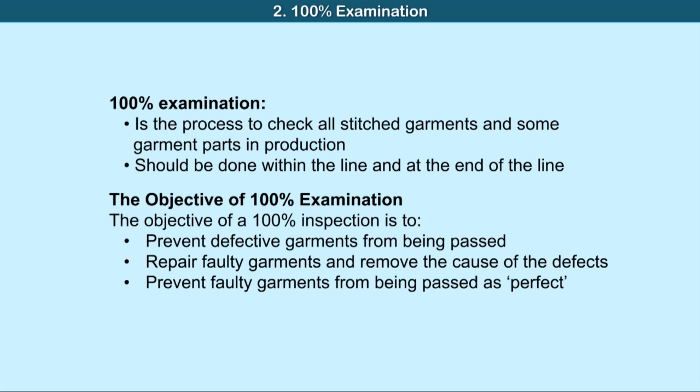Objectives. It prevents defective garments from being passed. It repairs faulty garments and removes the cause of defects. It is likely that after the in-process sampling, some faulty garments will be produced. The objective of 100% inspection is to prevent faulty garments from being passed as perfect.